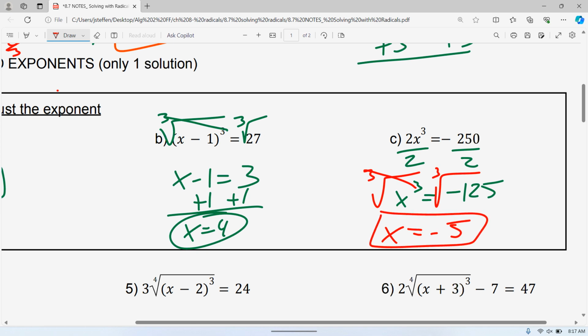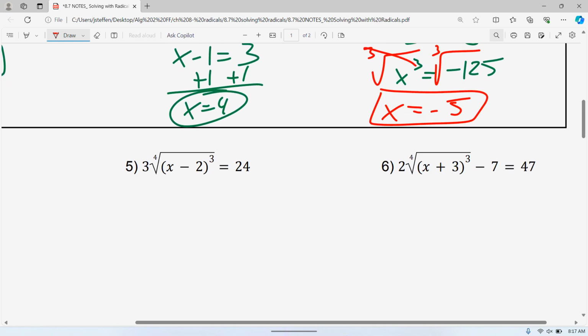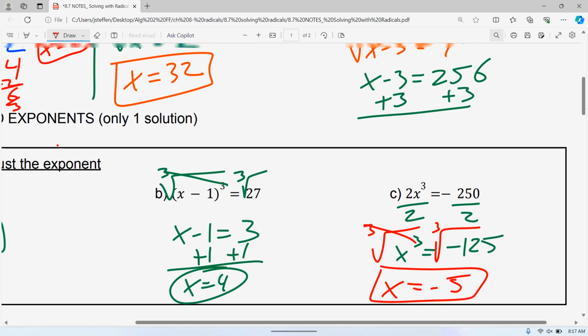But again, if you have an odd exponent, if you have a negative, you can get a negative answer. That's fine. So really, again, in my opinion, that's as difficult as it's going to be.